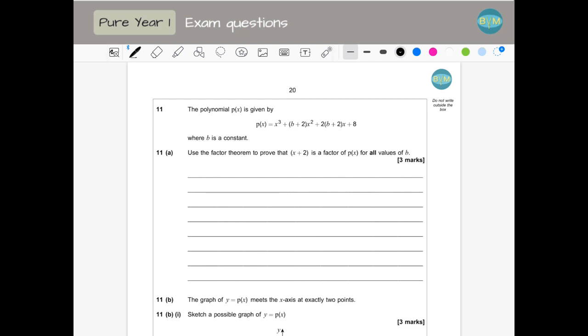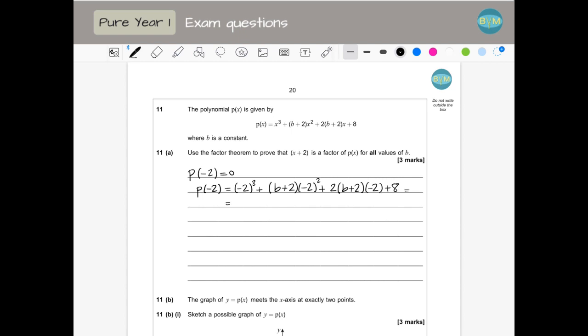Remember, the factor theorem tells you that if x plus 2 is a factor, f of minus 2 must be 0. Or in this case it is p, sorry, p of minus 2. So what we are going to do is substitute minus 2 into the function. So p of minus 2 is minus 2 cubed plus b plus 2 times minus 2 squared plus 2 times b plus 2 times minus 2 plus 8.